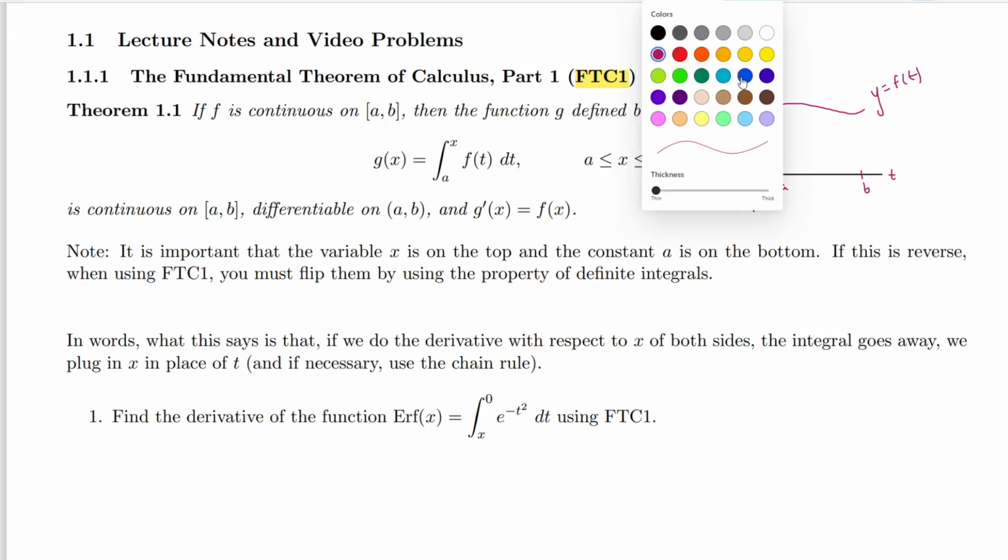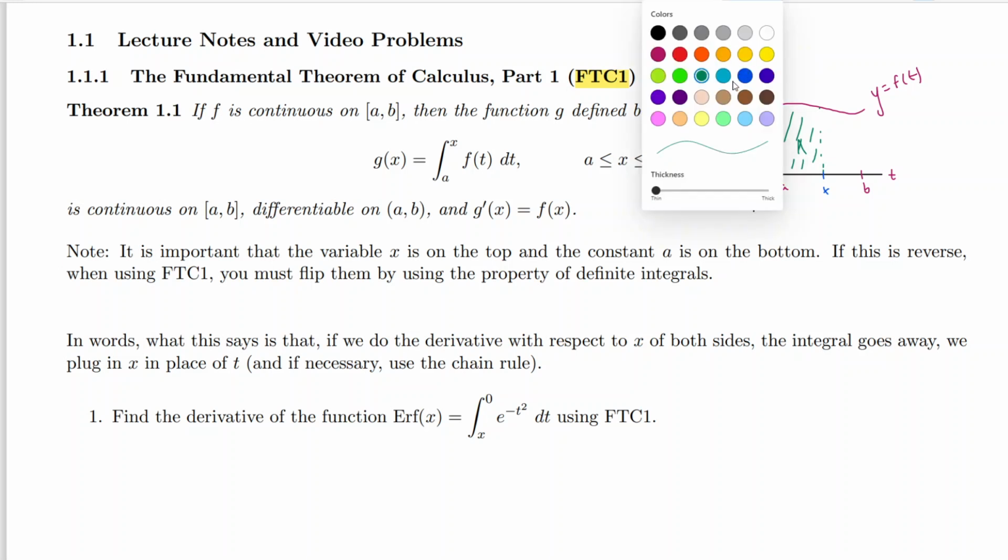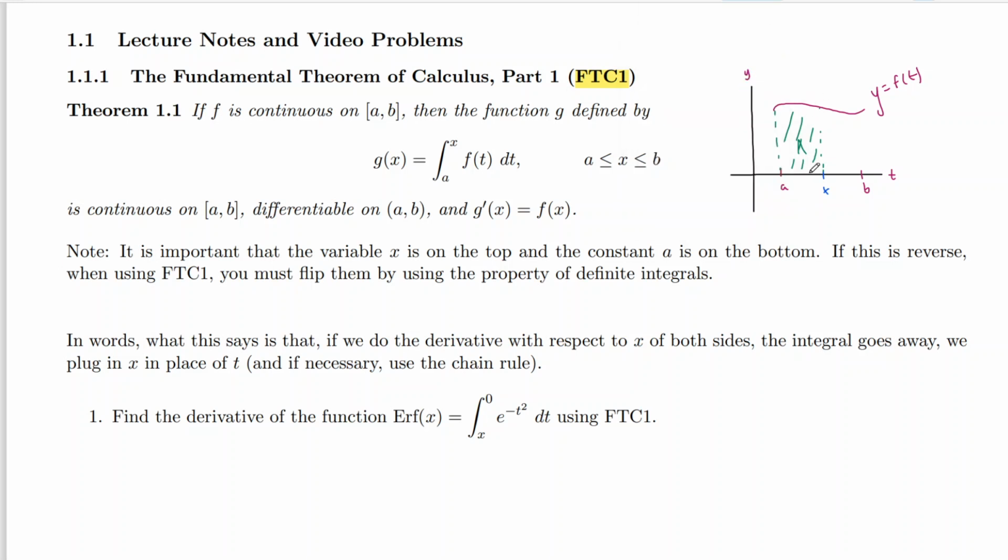What it's saying is that if I pick any x between a and b, so let's say x is right there, the integral of this from a to x is the area under the curve. Look at this as the area. This would exactly be g of x. So the area A here is g of x.